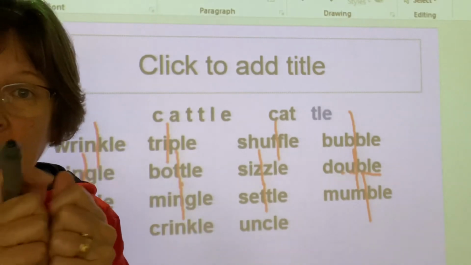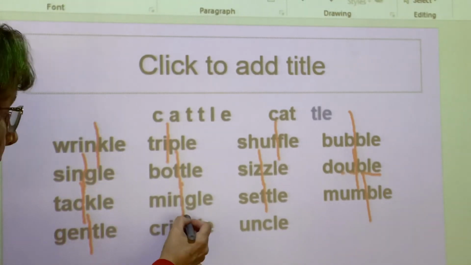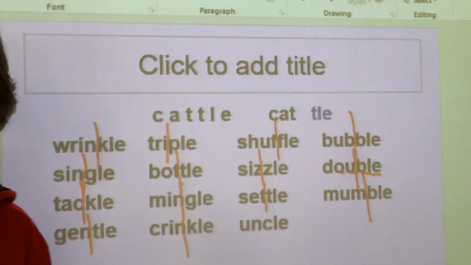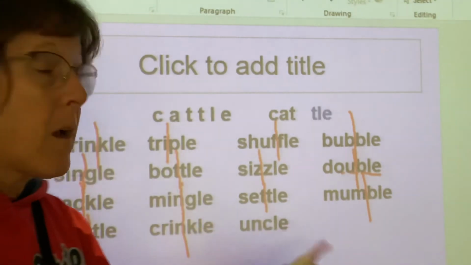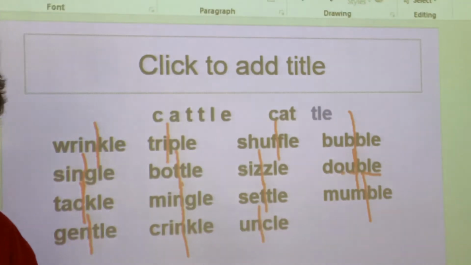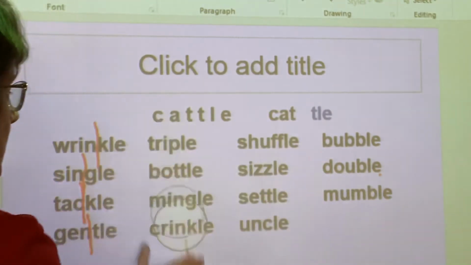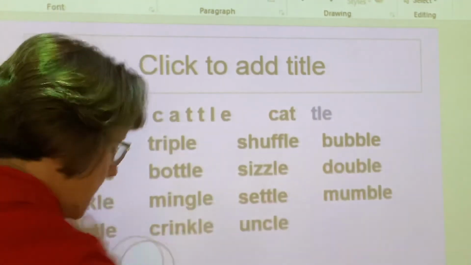Crinkle. If something has a crinkle sound, the K has to stay with the LE, so divide it between the N and the K. Uncle. Again, it would split between the N and the C. So that's how you would divide those into their two syllables.